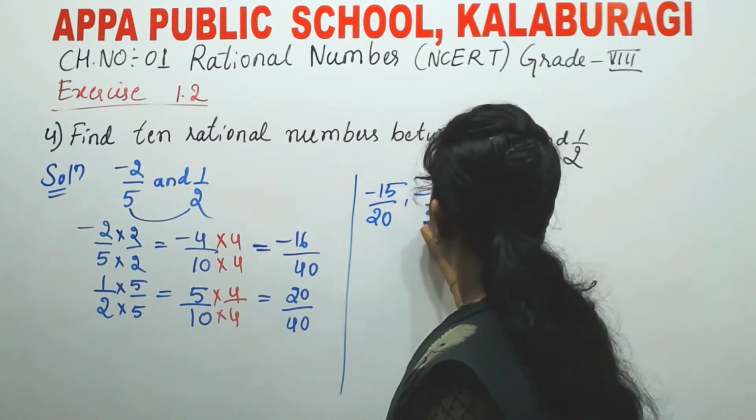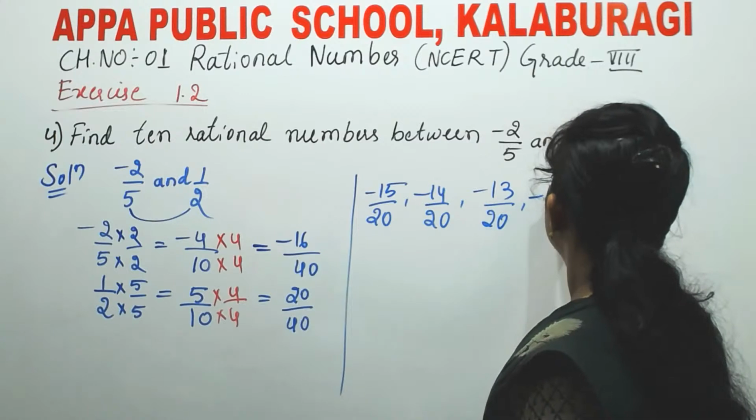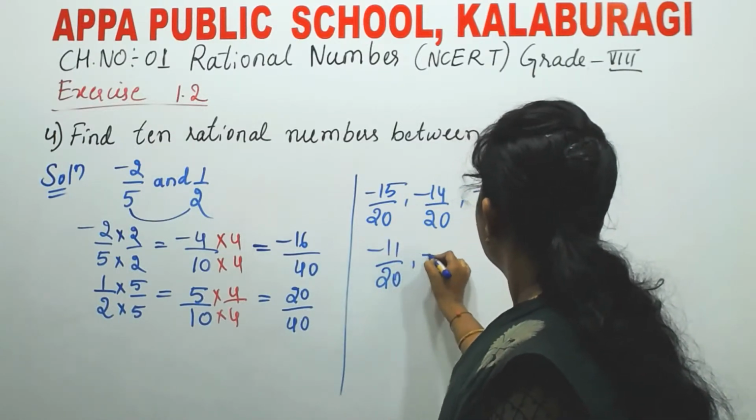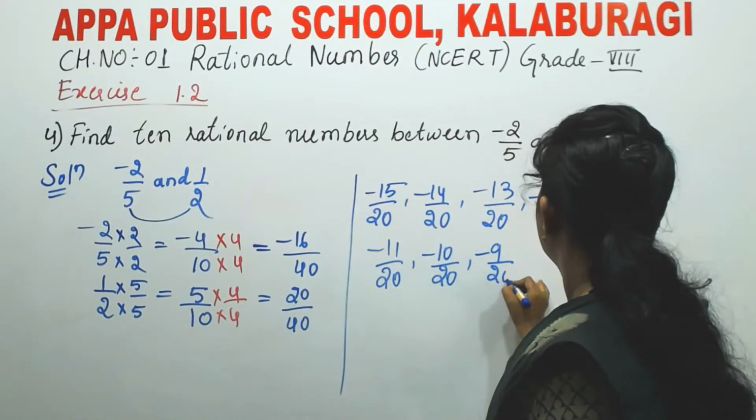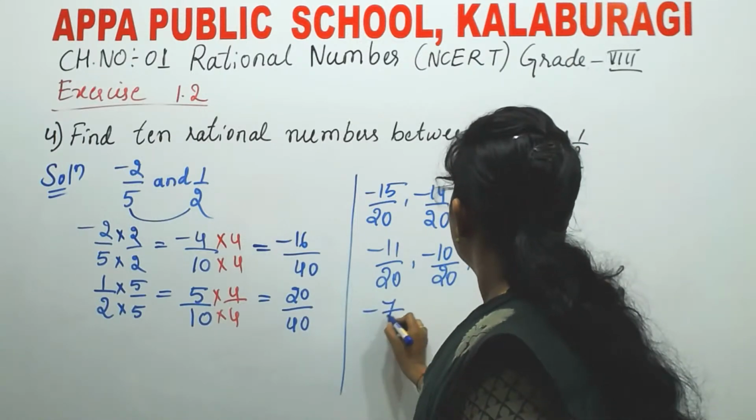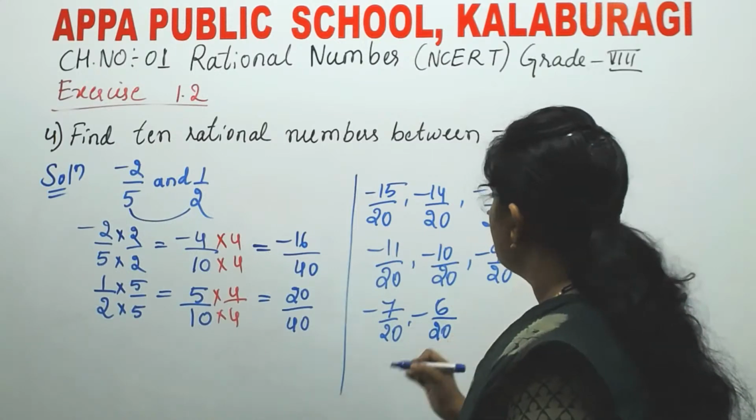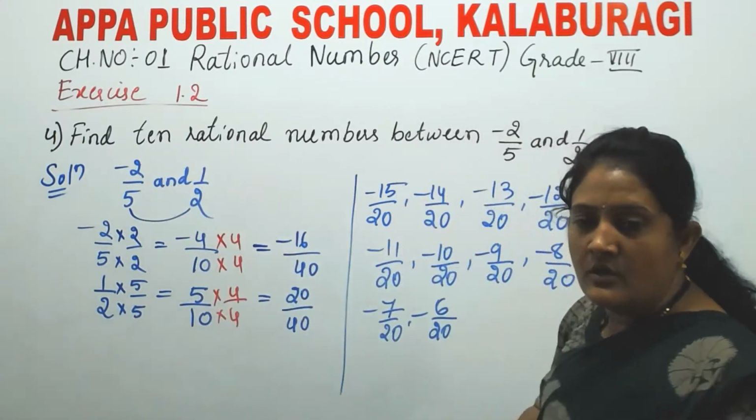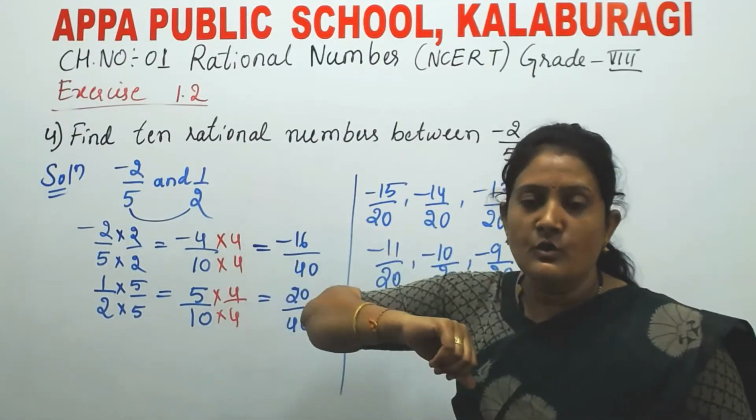Minus 14 by 20. Minus 13 by 20. Minus 12 by 20. Minus 11 by 20. Minus 10 by 20. Minus 9 by 20. Minus 8 by 20. Then minus 7 by 20, minus 6 by 20. We have written 10 rational numbers between these two numbers. These are the equivalent fractions for those, right? So here we can write the 10 rational numbers between these two rational numbers.